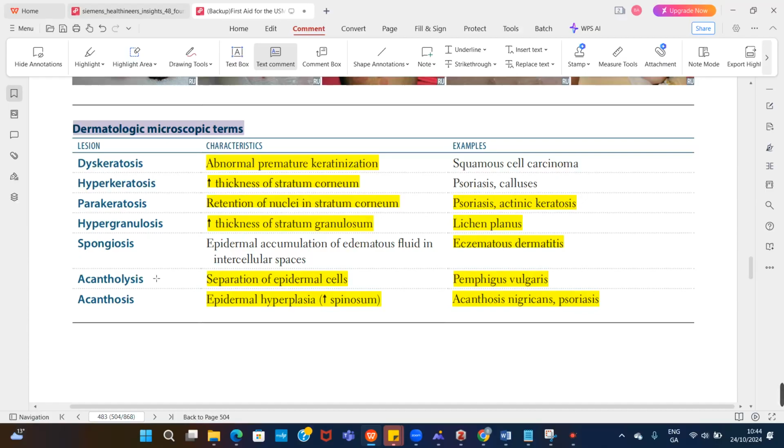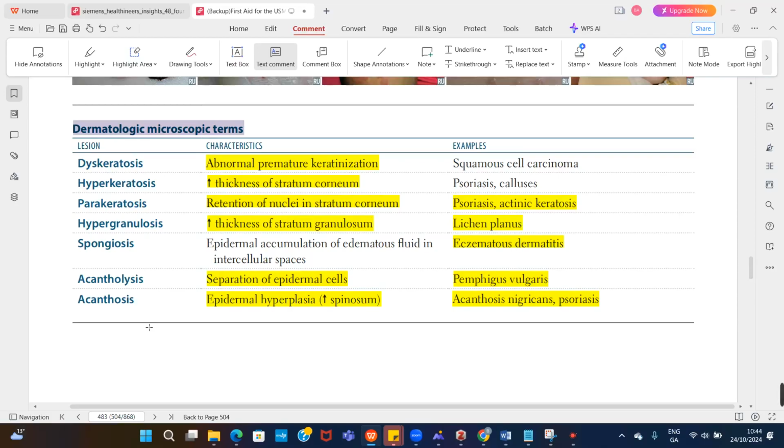So I said that in psoriasis, there is increased thickness of the stratum corneum. That's what you call hyperkeratosis. There's increased thickness of the stratum spinosum, which I'm going to get to, and you call that acanthosis. There is a retention of the nuclei of the keratinocytes in the stratum corneum, and that is what you call parakeratosis. All these three things, you find in psoriasis.